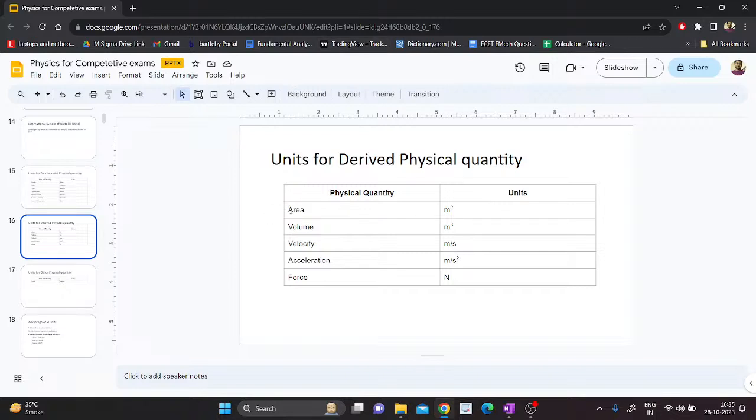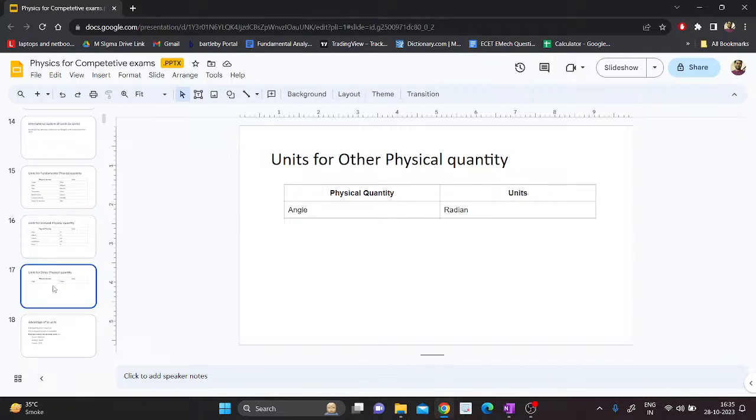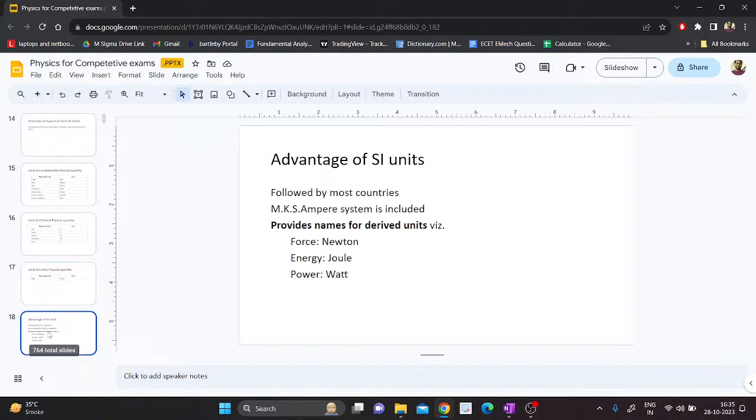For area, it comes out to be meter square. For volume, meter cube. For velocity, meters per second. For acceleration, meters per second square. For force, it comes out to newtons. Clear, everybody? Angle is actually taken in radians. You hear about these terms newtons, joules, watts, etc. from these SI units only. That's the biggest advantage here, and it actually includes many systems of units.